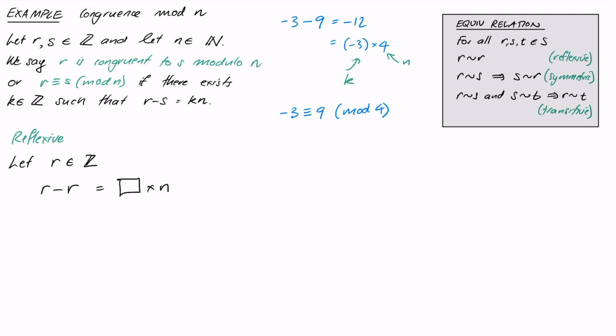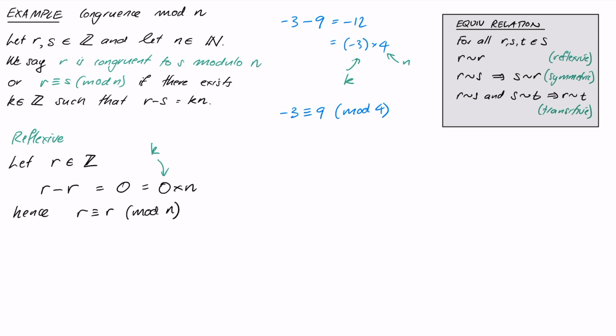And you can see that r minus r is just equal to 0, which in turn is equal to 0 times n. And this works. There's nothing in our definition that says that the k has to be non-zero. So this is our k, and therefore r is equivalent to itself mod n. Okay, so that was sort of our warm-up.